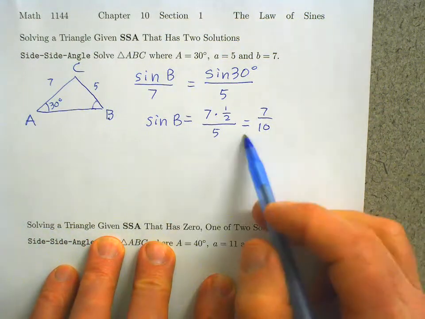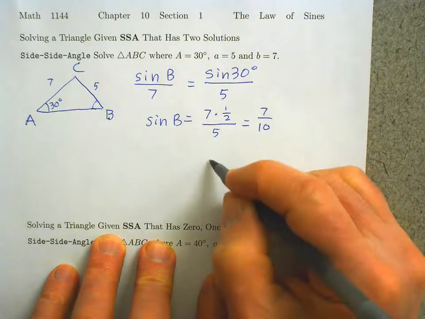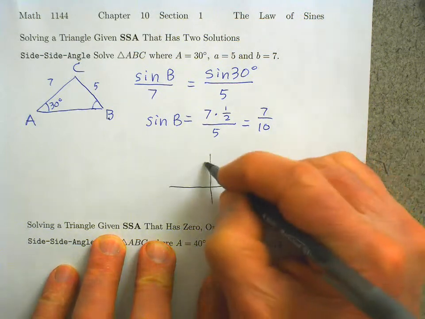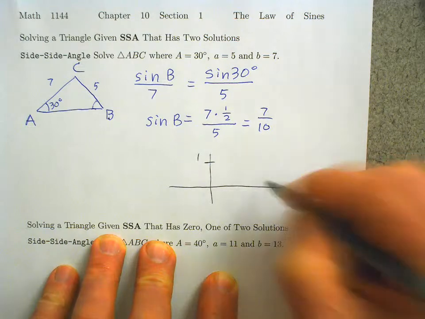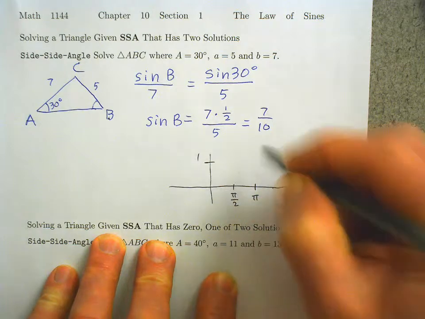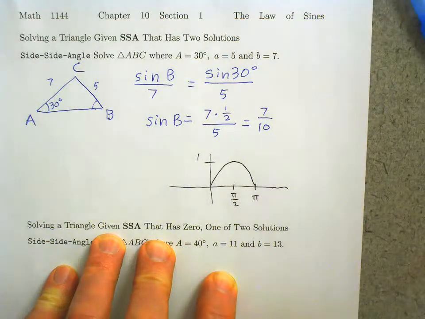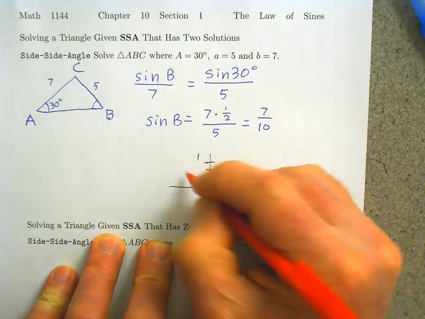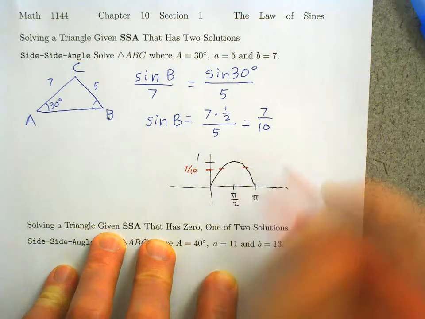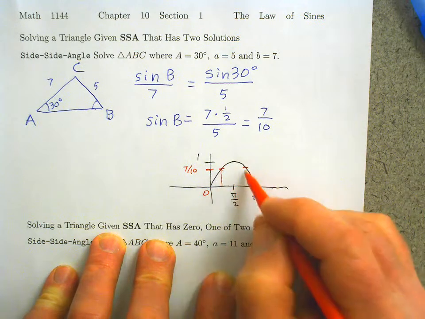Well, sine of B equals 7/10. If you consider the graph of sine between 0 and pi, this is about where 7/10 is. So there are two numbers between 0 and pi where the sine of that angle is 7/10.